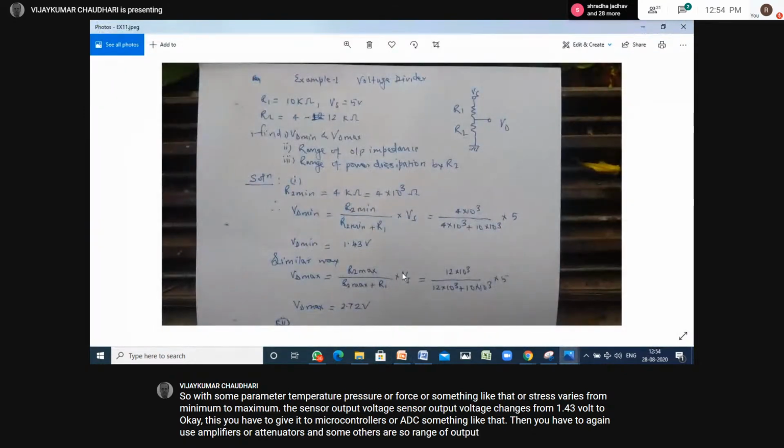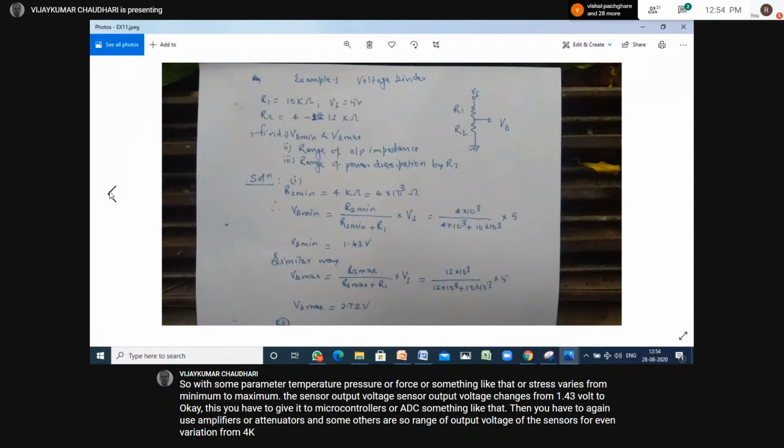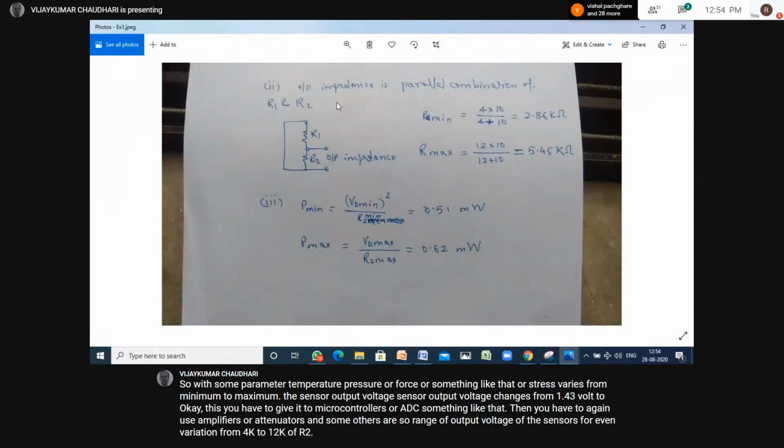Next part is this. Output impedance is the parallel combination of R1 and R2, as we say. We remove ES and we short these two terminals and find the equivalent impedance between these two points A and B where output is taken.